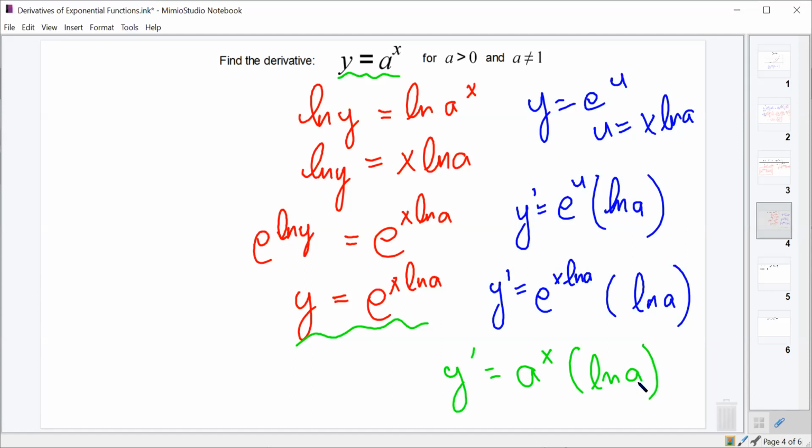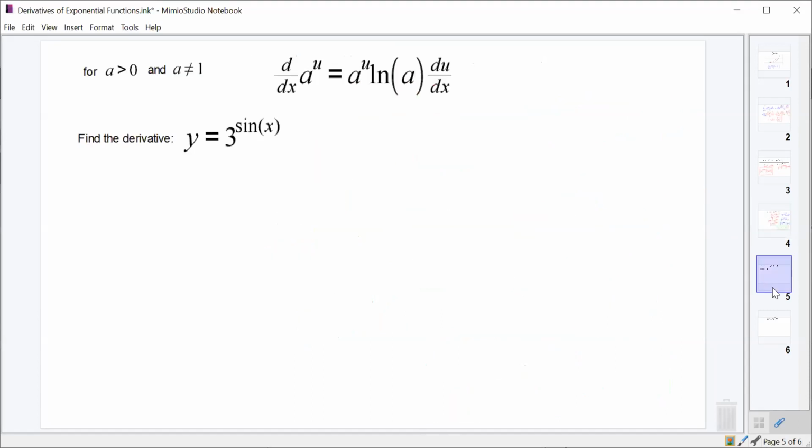Everybody good with that derivative? Yeah, makes sense. All right. So you're going to want to memorize that one also. And you should be able to apply that using the chain rule if it was a to some function, a to the u. So if we had a to a function, its derivative is a to that function times the natural log of a, and then times the derivative of the function.